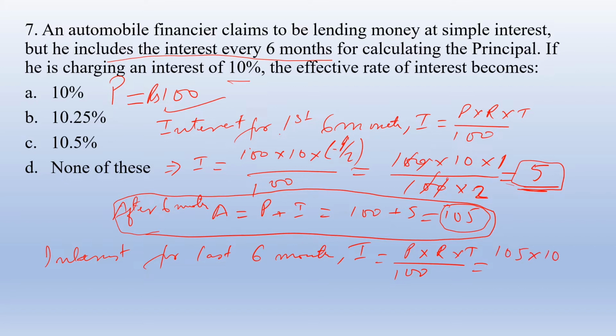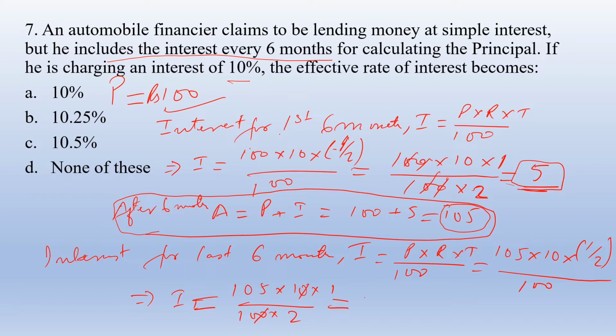The rate is the same, 10%, and the time, since it is 6 months or half yearly, so we will multiply by half. So from here it follows the interest for the last 6 months is equal to 105 multiplied by 10 multiplied by 1/100 multiplied by 1/2. So this one will get cancelled. So 105 divided by 20 is equal to 5.25.